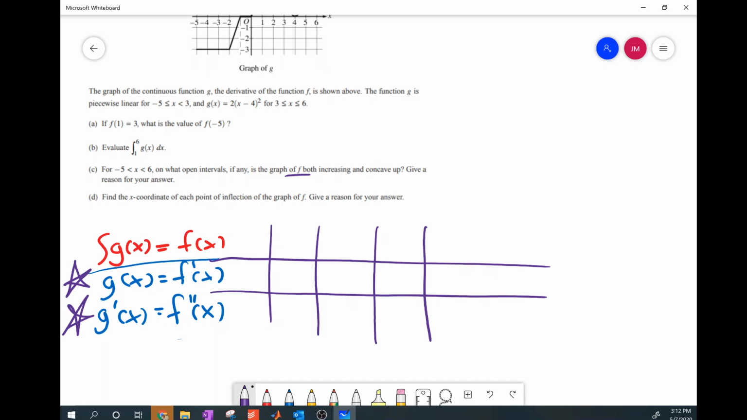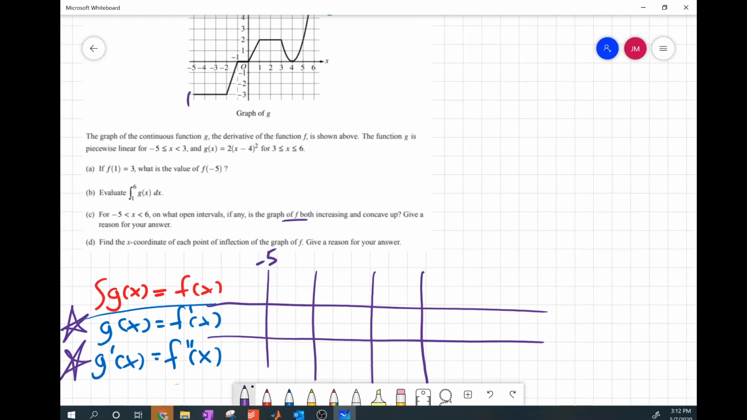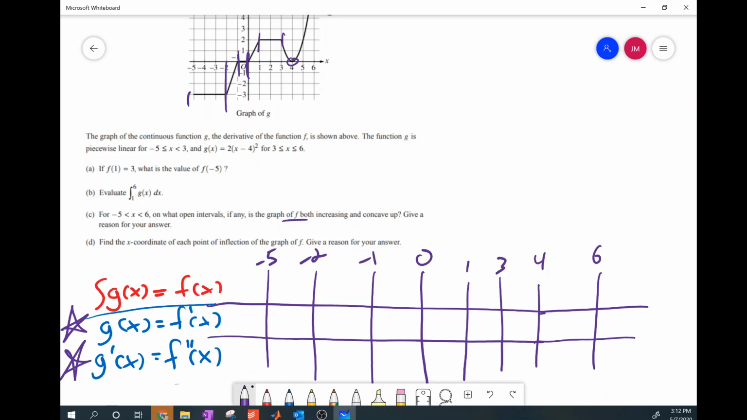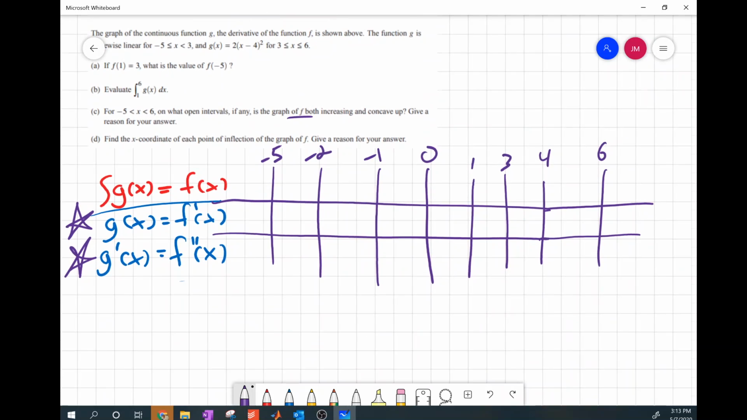And they give us some nice boundaries here. So we have -5. I'm picking from my graph. -2, -1, 0, all of these little points where it's a corner or such. 1, 3. Now you want to be careful. We have a min here. Those are important. So we're going to throw that in there too. 4 and 6. Okay.